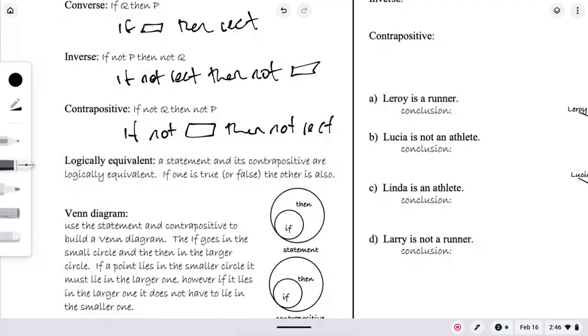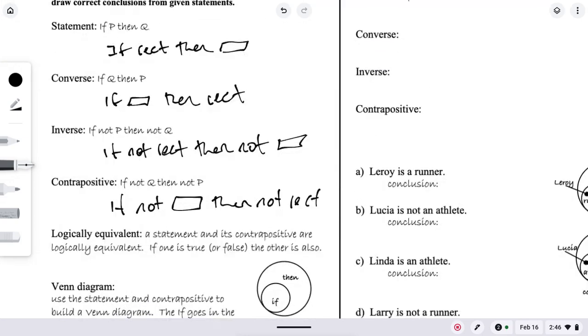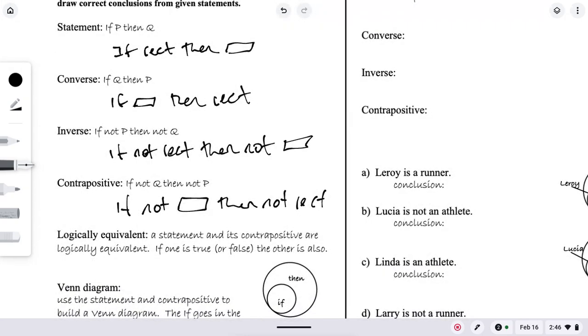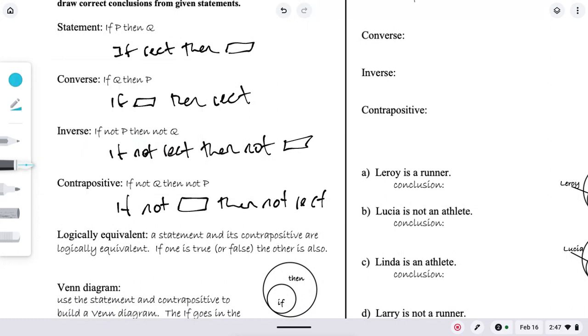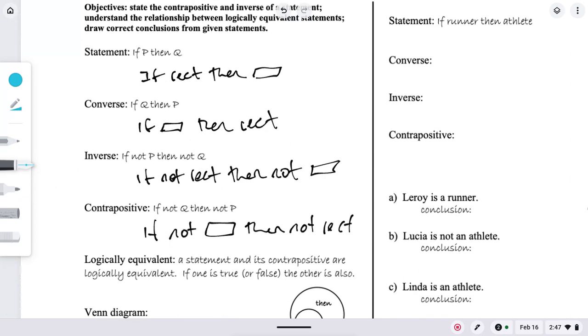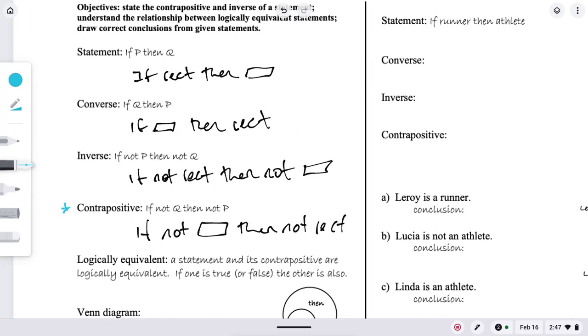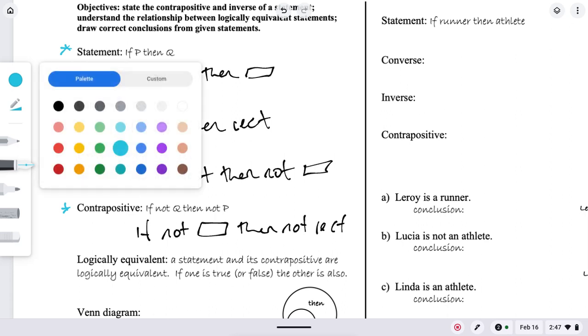Any statement could always be true or false. But when I talk about this logically equivalent, we don't have to worry about the Venn diagram yet, so don't get too carried away trying to fill out your notes. When I say logically equivalent, the contrapositive and the original statement always have to be the same. In this case, they were both true. If one's true, the other has to be true. If one's false, the other one would have to be false. So that's all that logically equivalent means, is that those things always match.